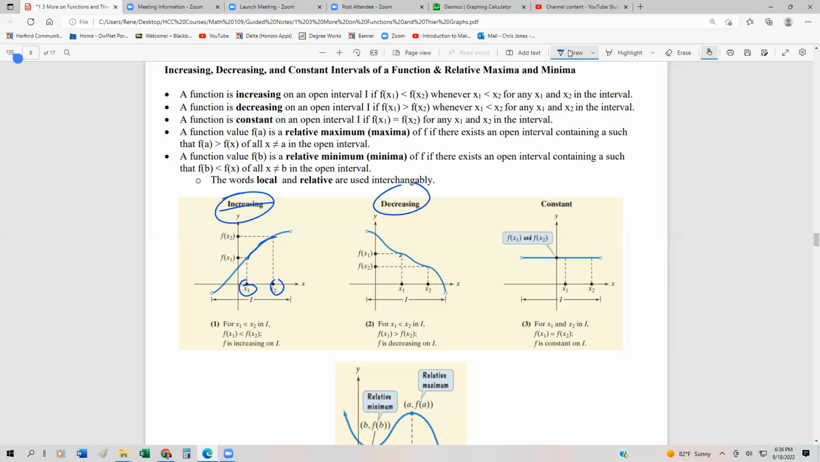Decreasing basically means that the same thing's happening, but it's getting smaller. The y value keeps getting smaller. So if we have a y1 here that is greater than the next y value, y2, that means that it's going to be decreasing on that interval as long as x keeps getting bigger. Constant basically means that we have a flat line. Right here, we see that the function is constant. In fact, it's constant over a larger interval, but from x1 to x2, it's certainly going to be constant.